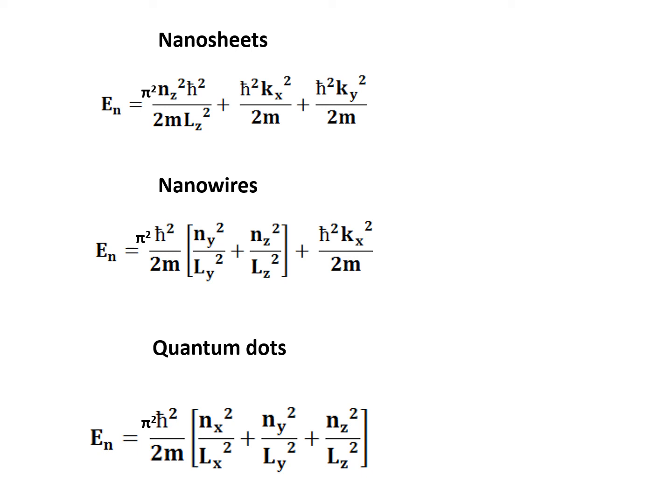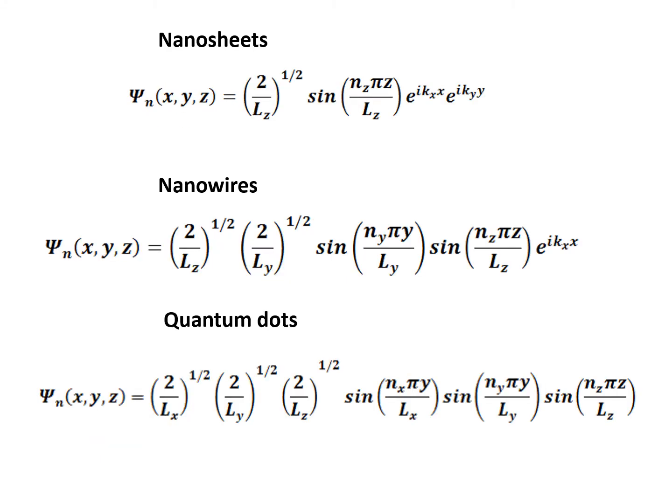For nanowire, there is confinement in two directions. Here it is y and z direction. Confinement is there, whereas in x direction, there is no confinement. It can move as a free particle. And in quantum dot, the confinement occurs in all the three dimensions, x, y, and z, and discrete energy levels exist as far as three directions are concerned.